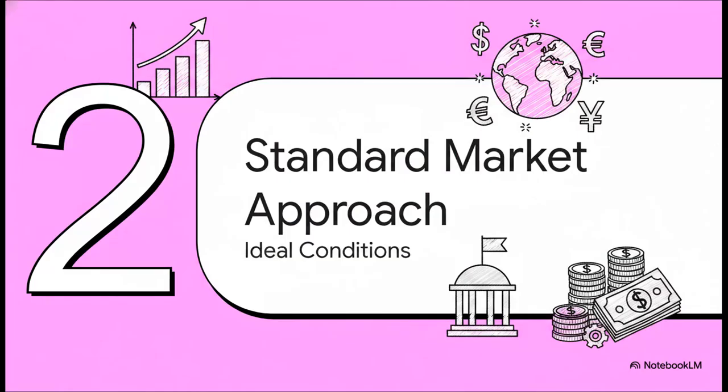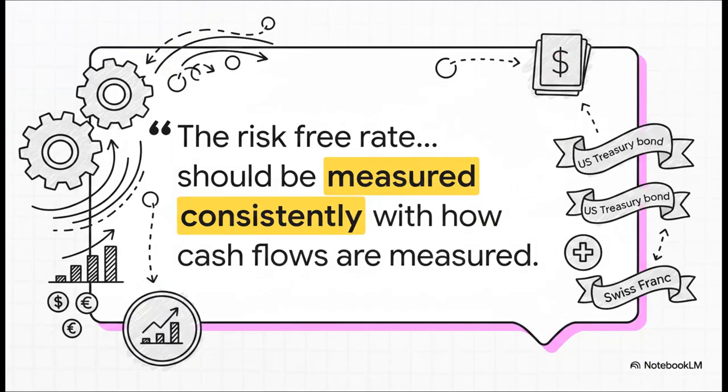Moving on to Section 2. The standard market approach, or how we operate in ideal conditions. Okay, so in developed, stable markets where governments fully control the printing of their own currency, we're operating under ideal conditions. Here, we rely heavily on what Aswath Damodaran calls the consistency principle. He notes that the risk-free rate you use to come up with expected returns should be measured consistently with how the cash flows are measured.